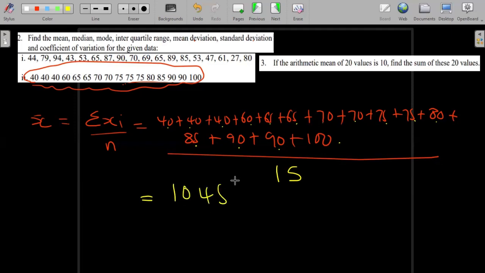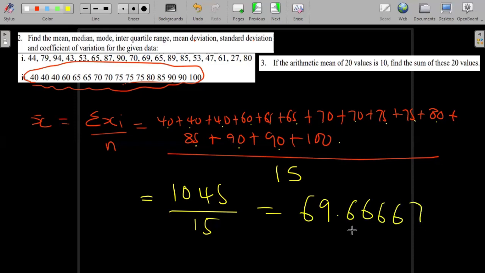So my calculator is giving me 1045 there, and then I divide it by 15. So 1045 divided by 15, I'm getting 69.66667. So this one here is going to be our mean. We can even round it off and say it's 70, but if you don't want to round it off, just say it's 69.67. So this one here is our mean.